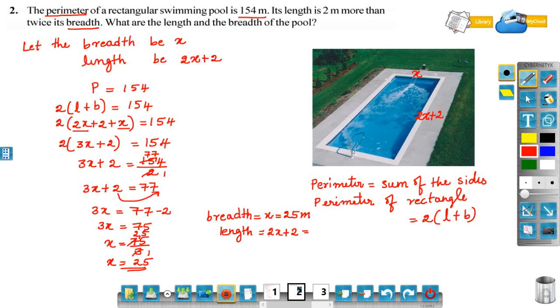So substitute 25 in the place of x. Now 2 into x, that is 25, plus 2. 2 into 25 is 50, plus 2. 50 plus 2 is 52 meter. Therefore, the length of the rectangular swimming pool is 52 meter. Breadth of the swimming pool is 25 meter. So that the perimeter becomes 154 meter.